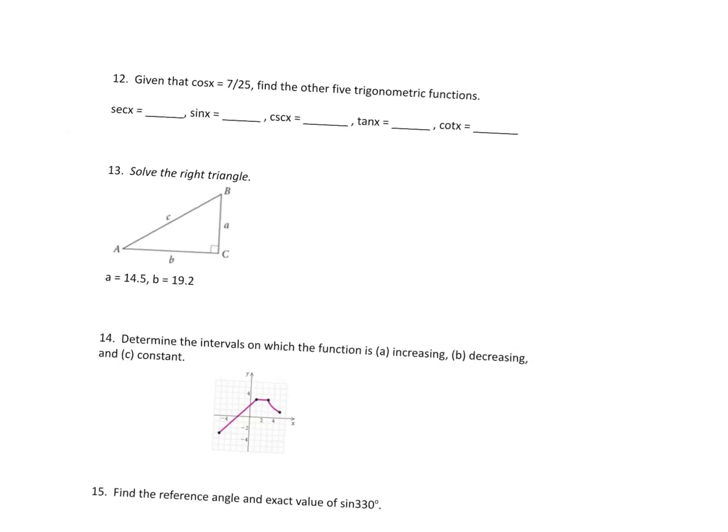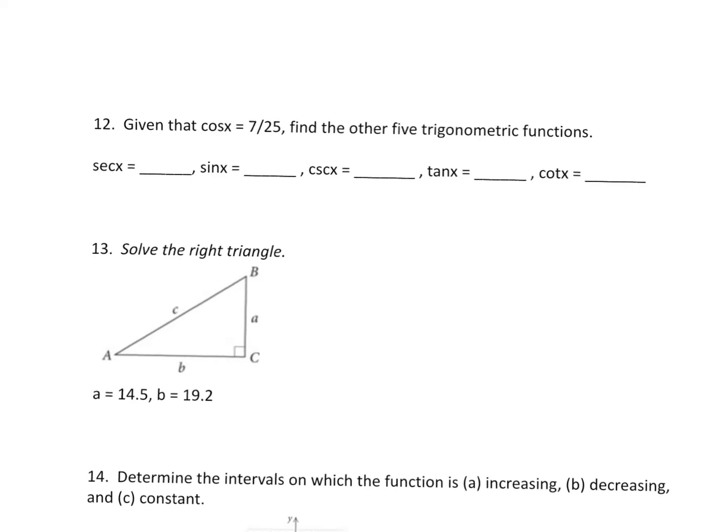Number 12, y'all are so good at this kind of problem. It says cosine x is 7/25. Find the other 5. You got 2 options how to go here. I think most of you prefer to draw the triangle. So I'm going to draw the triangle here, and it all depends on where you put theta. Okay, so I'm going to put theta there. Cosine is adjacent over hypotenuse.